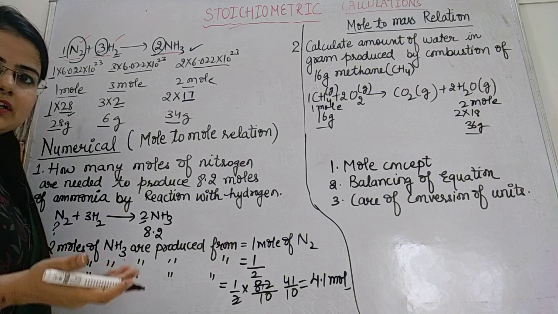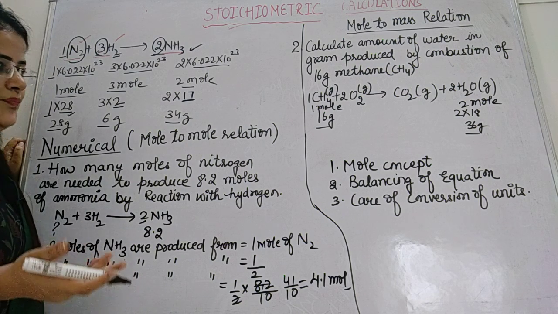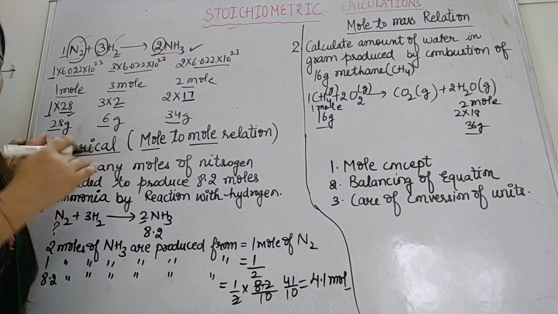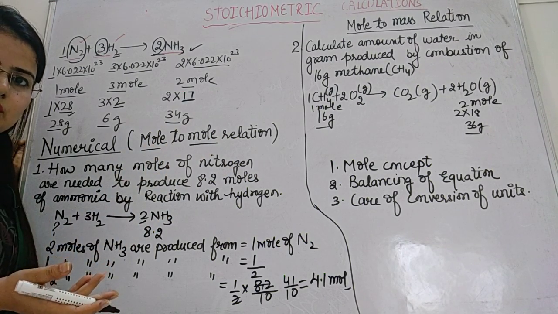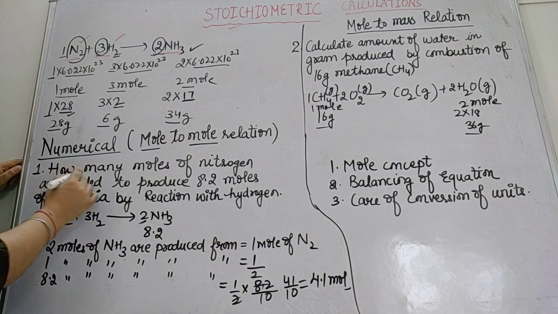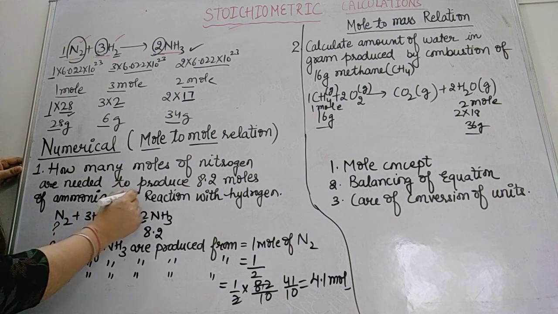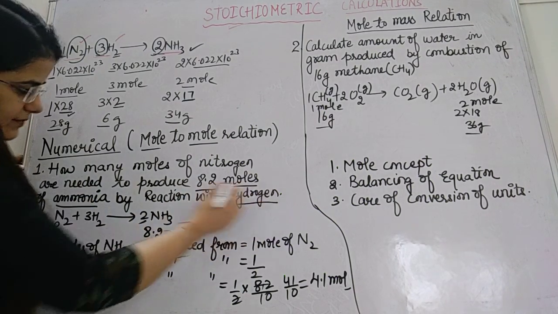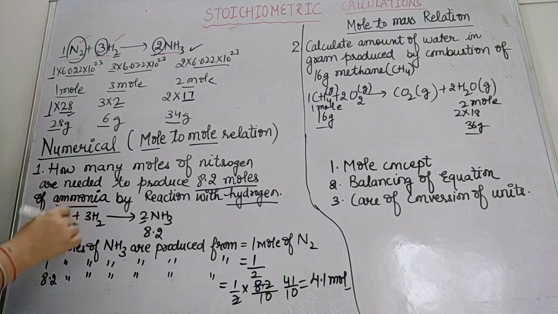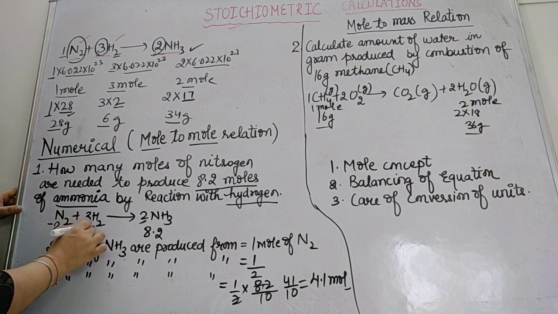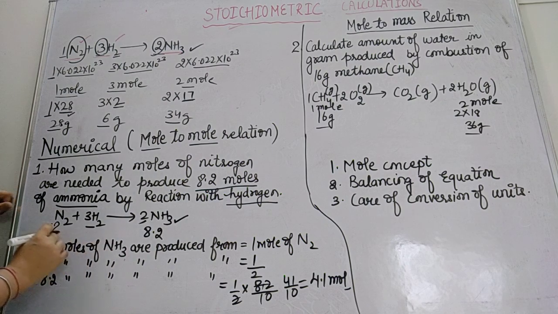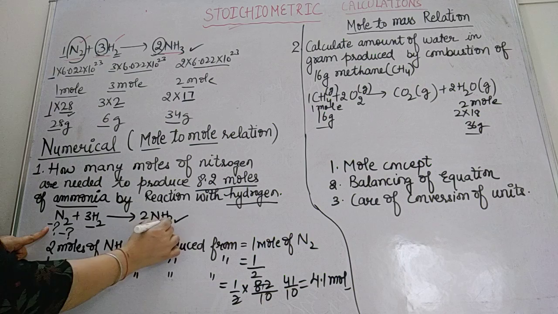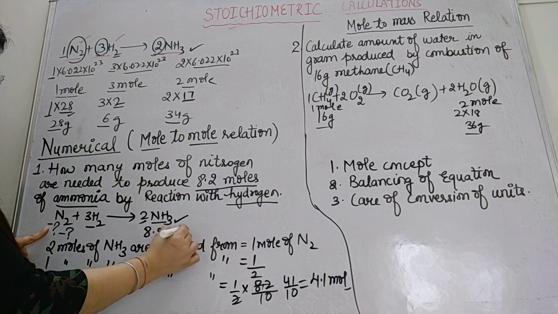So when you have to solve numerical problems, you should know there are relations, like the mole to mole relation, where moles are given in the question and you have to calculate the moles only. Let's see what it is. How many moles of nitrogen are needed to produce 8.2 moles of ammonia by reaction with hydrogen? Same reaction is there as here. So you will say N2 plus H2 will react to give rise to ammonia, in which nitrogen you don't know, you need to calculate it. You know ammonia is 8.2 moles, right?